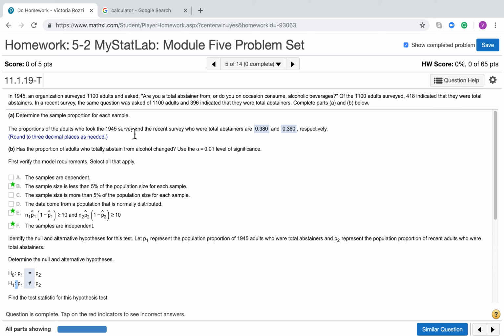So your sample proportion is just, which one said they were abstainers in 1945 and which one said they were abstainers in the recent survey. To find that, all you're going to do is take these numbers here. In the first one, 418 indicated that they were total abstainers right here. So we're going to go ahead and divide 418 by 1100.